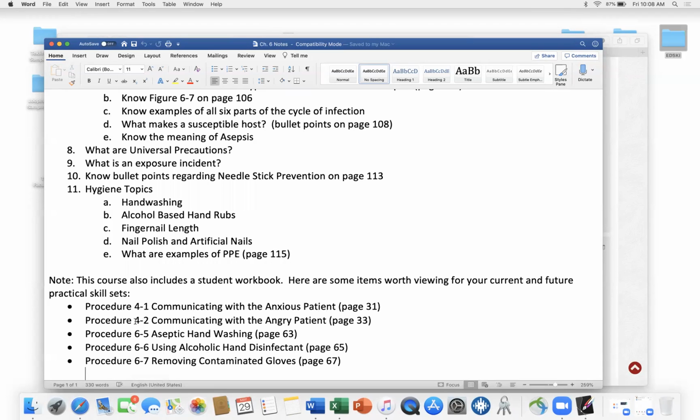And all the procedures are labeled like this. Or you could look at them at the end, like at the end of chapter 4, there's the procedure for how to deal with the anxious patient and how to deal with the angry patient. At the end of chapter 6, aseptic hand washing, how and when to use alcohol hand disinfectant, AHDs, and how to deglove, how to remove your contaminated gloves. We'll be going over all of these again, and especially with the anxious and angry patient, we'll be doing some role playing in the laboratory where I get to play the anxious patient and the angry patient, and you get to deal with me as per the protocol. So let me close that.